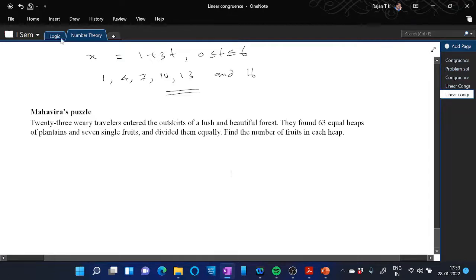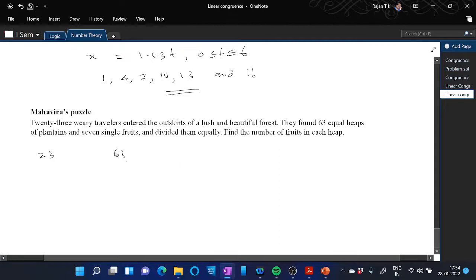So there are 23 travelers. They saw 63 bunches of plantains together with 7 single fruits, and they divided them equally among these 23 people. In that case, what is the number of fruits in each bunch? That is what we have to find.